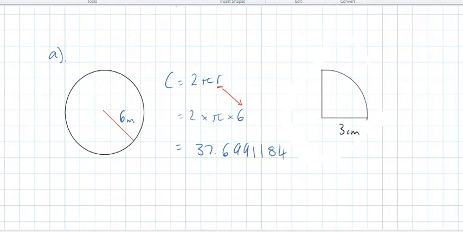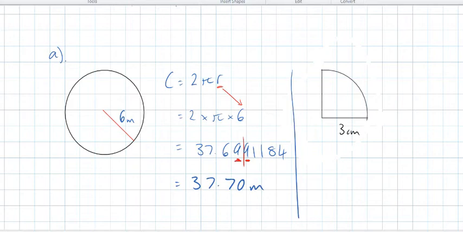37.6991184. Now, it's obviously silly to write all those decimal places, so traditionally we cut it off at 2 decimal places, which would be there. However, we have to round. Because that next number down is a 9, it rounds this one up. And rounding that 9 up creates this: 37.70 meters would be our answer.